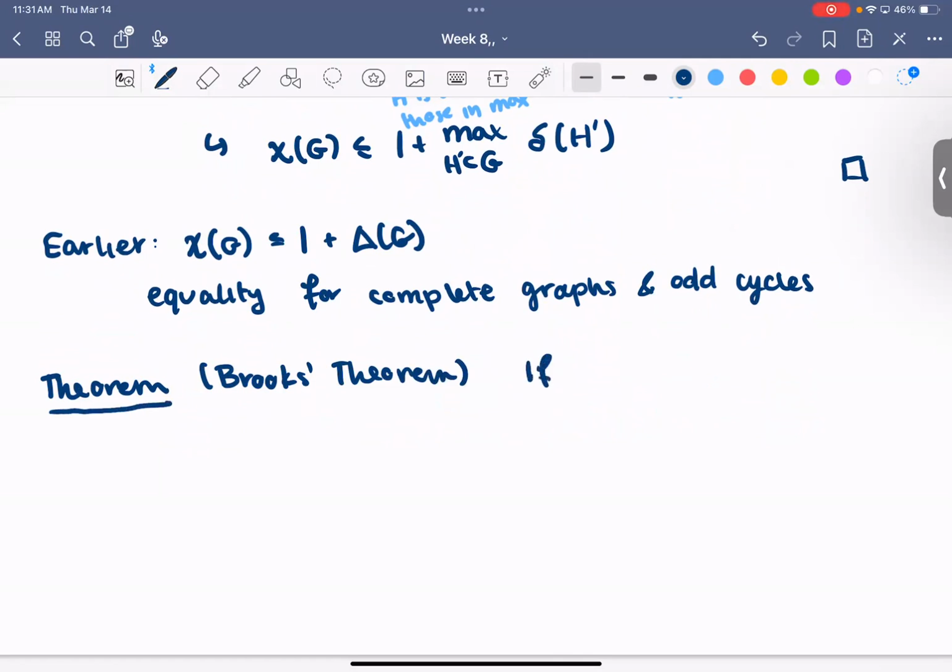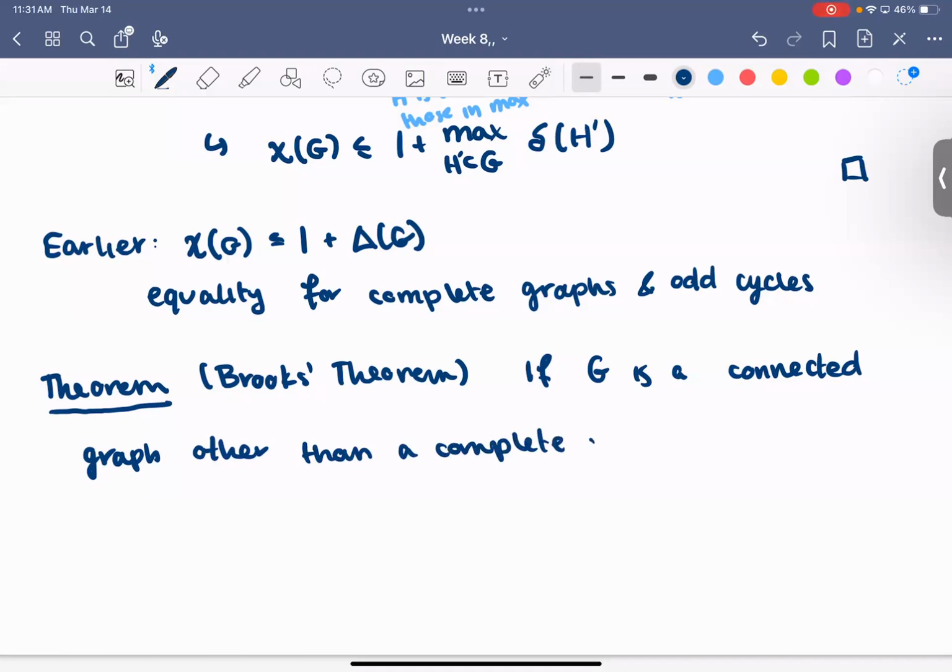And it says if G is a connected graph other than a complete graph or an odd cycle, then this above inequality becomes strict. So now chi of G is less than or equal to delta of G.